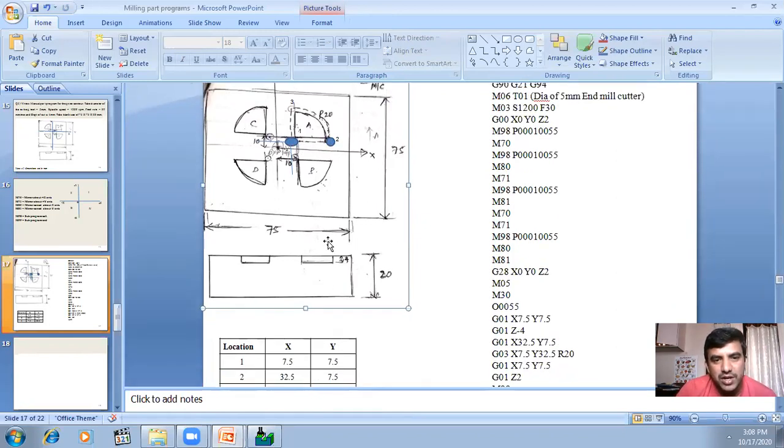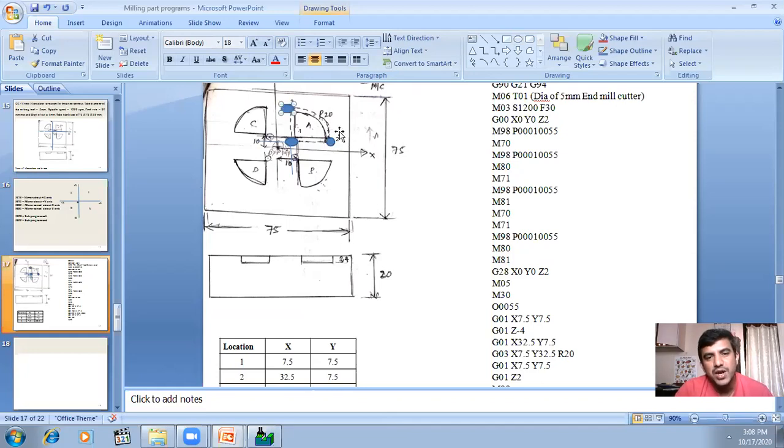After this, move the cutter from 2 to 3. Now from 2 to 3, what type of motion is it? A circular interpolation, clockwise or counterclockwise? It's moving counterclockwise. That's G03. So what are the coordinates for location 3?